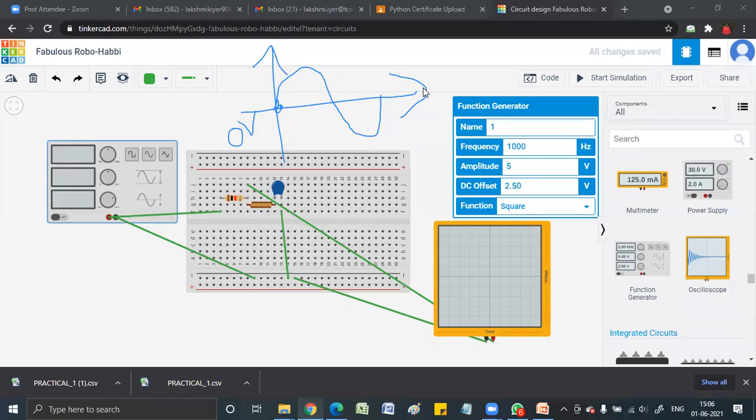ये समझ में आया क्या? 0 वोल्ट से स्टार्ट हो रहा है ना आपका सिग्नल. शिफ्टिंग मतलब क्या मैम? वो नहीं समझ रहा.